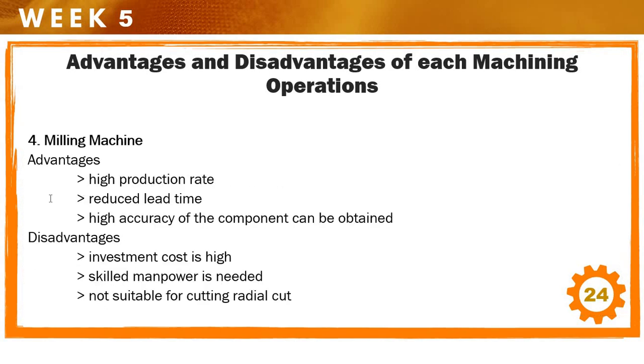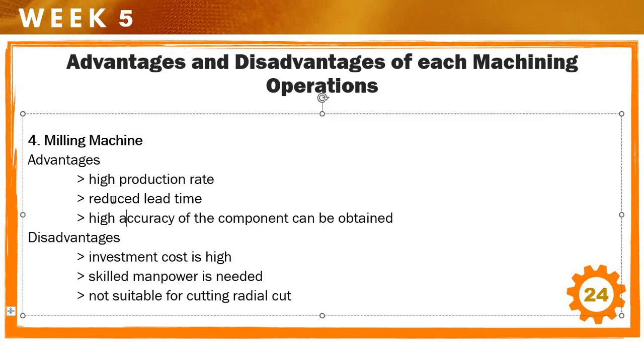The next is the milling machine. The advantages: it has a high production rate and reduced lead time. High accuracy of the component can be obtained. As you saw in the video, it is a process that makes finished products at a fast pace. So it can produce many products at a time, and its accuracy is very high also.